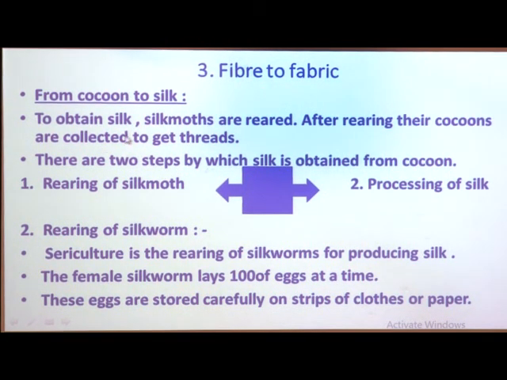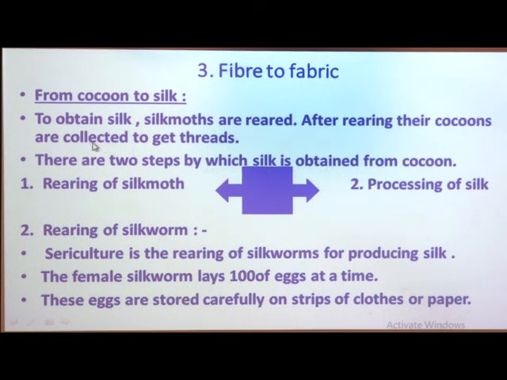So to obtain silk, silk moths are reared. What do we have to rear here? We have to rear the silk moth, because it is an animal fiber. Which animal do we have to rear here? The silk moth. After rearing, their cocoons are collected to get threads.